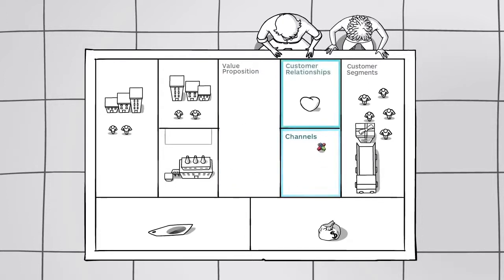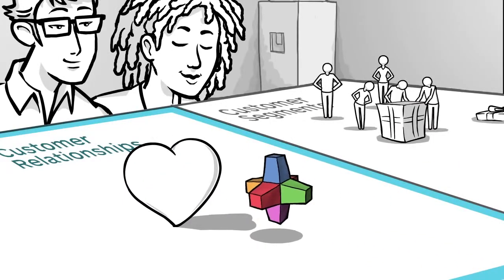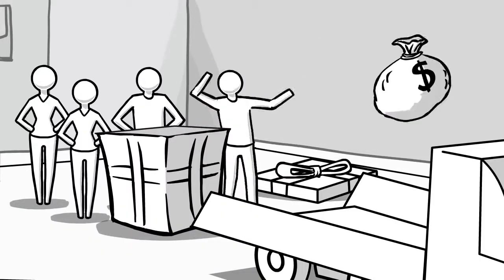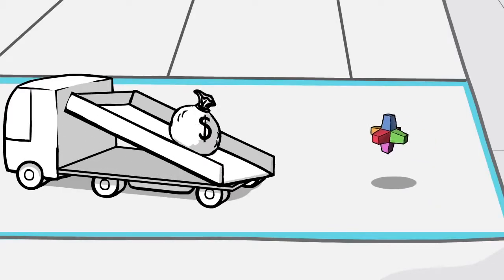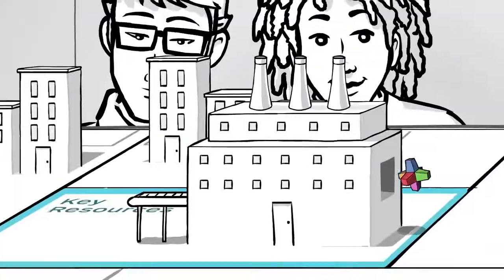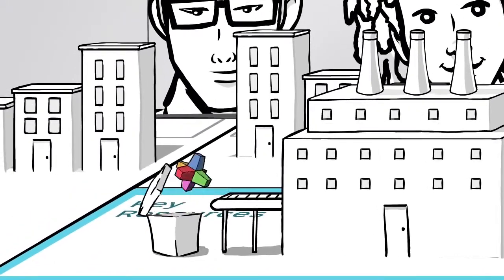The customer relationships outline the types of relationships you're establishing with your customers and how you're acquiring and retaining them. Pricing mechanisms through which your business model captures value are documented under revenue streams. The key resources show which assets are indispensable in your business model, so you can describe the infrastructure you need to create, deliver, and capture value.